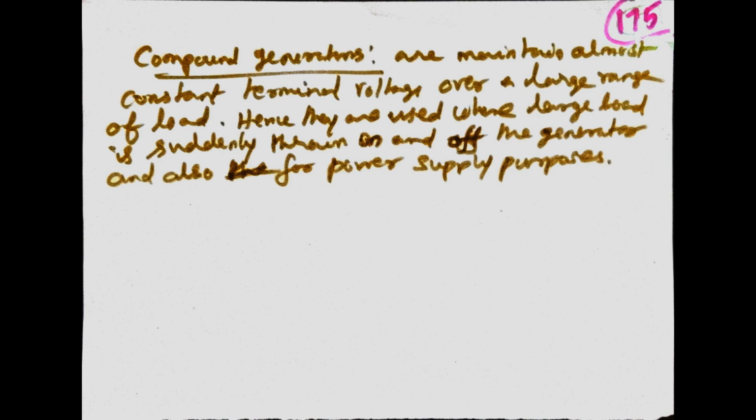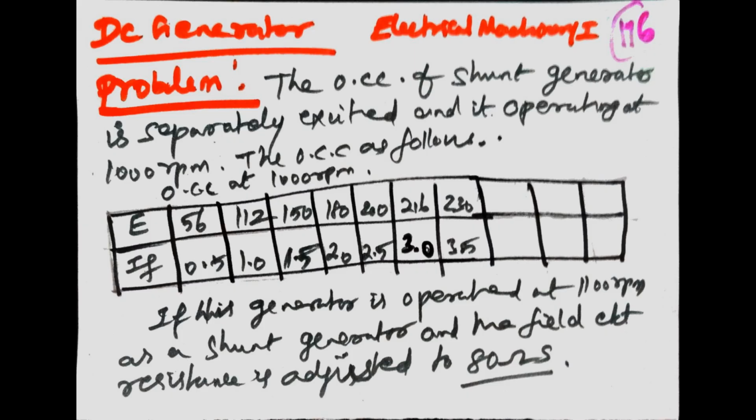The compound generator maintains almost constant terminal voltage over a large range of load. Hence, they are used where a large load is suddenly applied to the generator, and also for power supply purposes. Problem: DC generator OCC, separately excited.